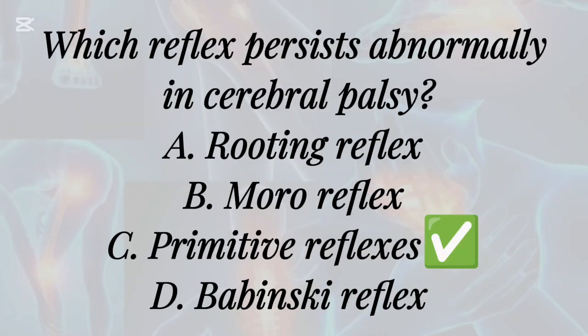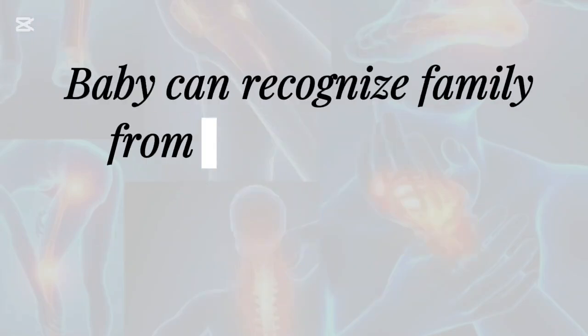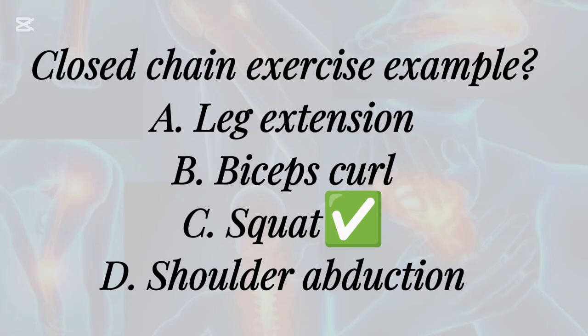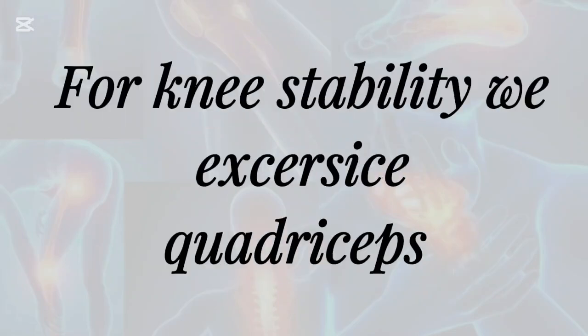Which reflex persists abnormally in cerebral palsy? A. Rooting reflex, B. Moro reflex, C. Primitive reflexes, D. Babinski reflex. Baby can recognize family from 3 to 4 months and differentiate between them at 6 to 8 months. Closed chain exercise example: A. Leg extension, B. Biceps curl, C. Squat, D. Shoulder abduction. For knee stability, we exercise the quadriceps.